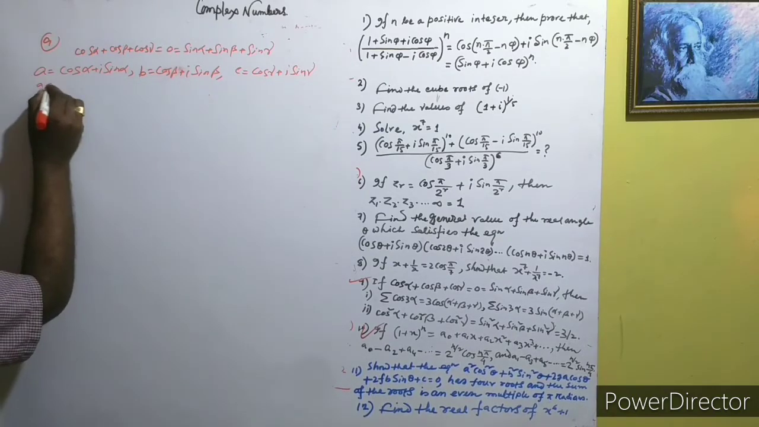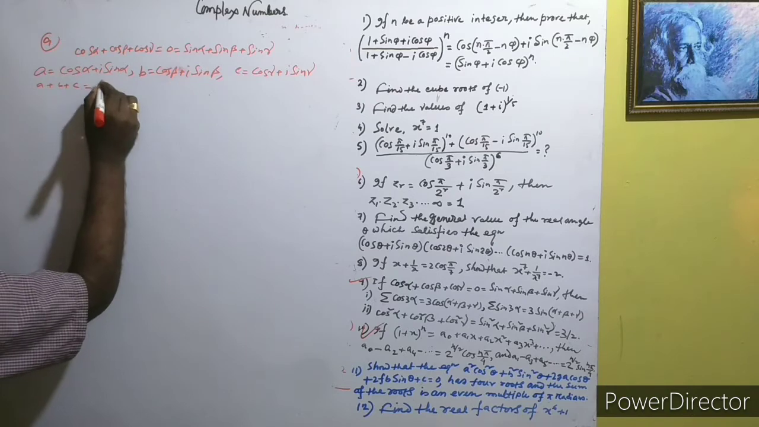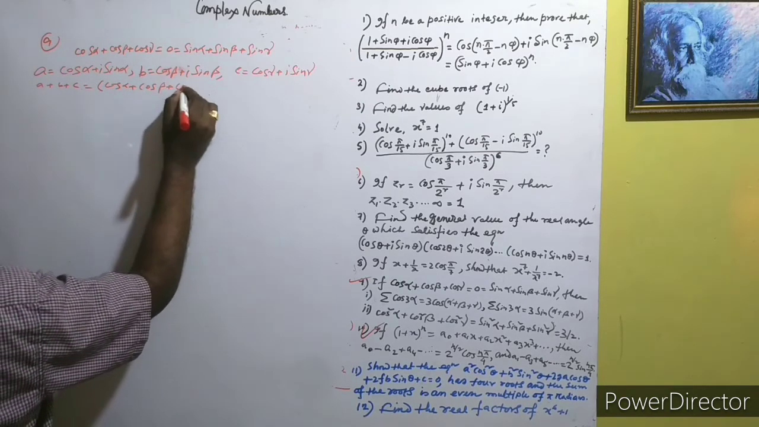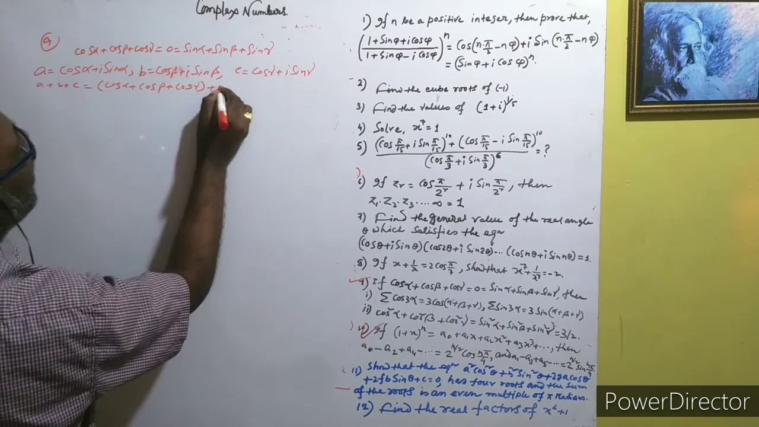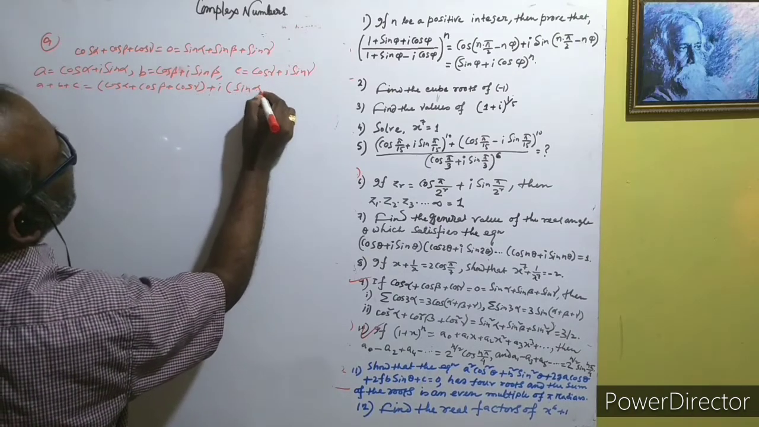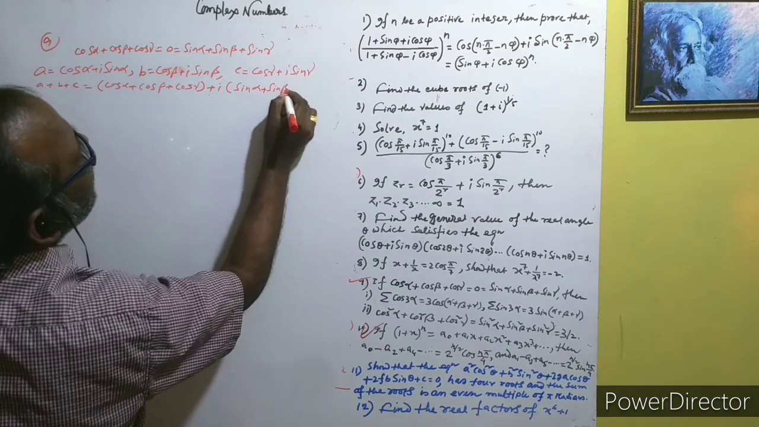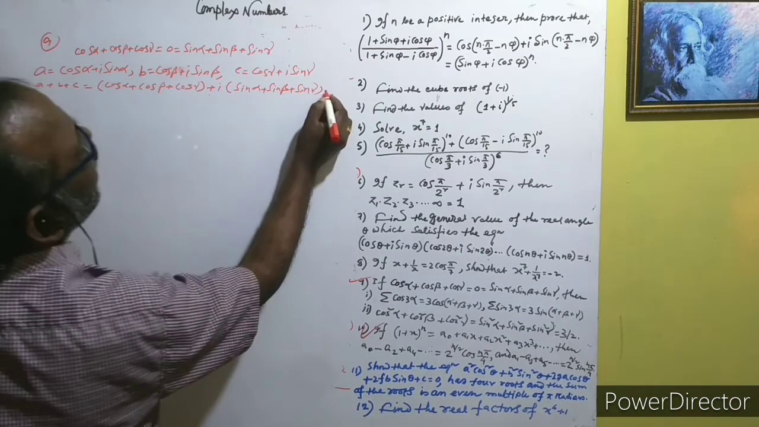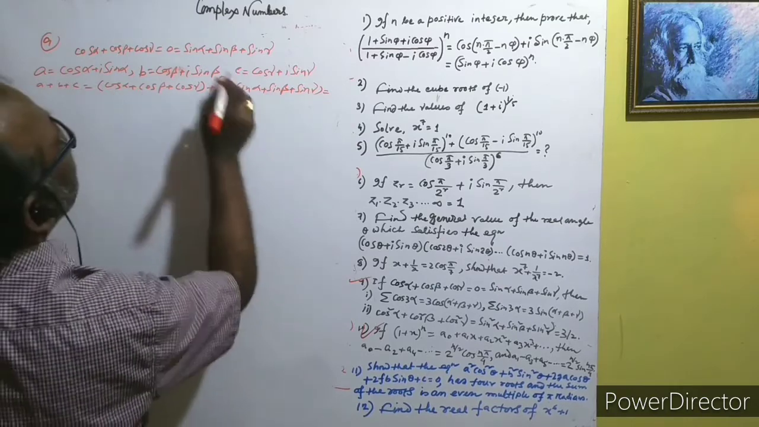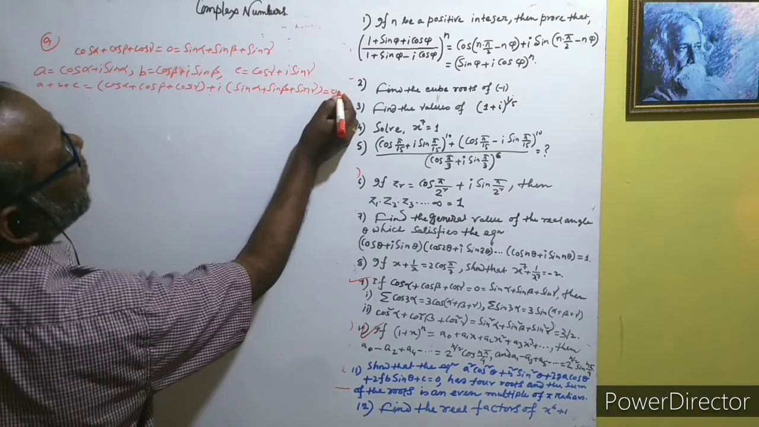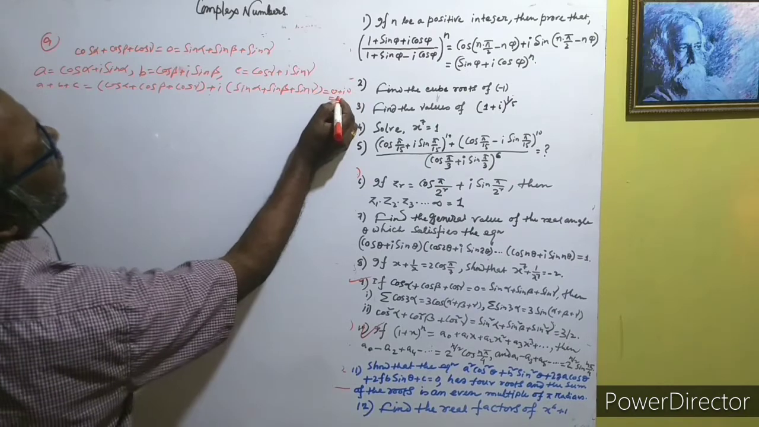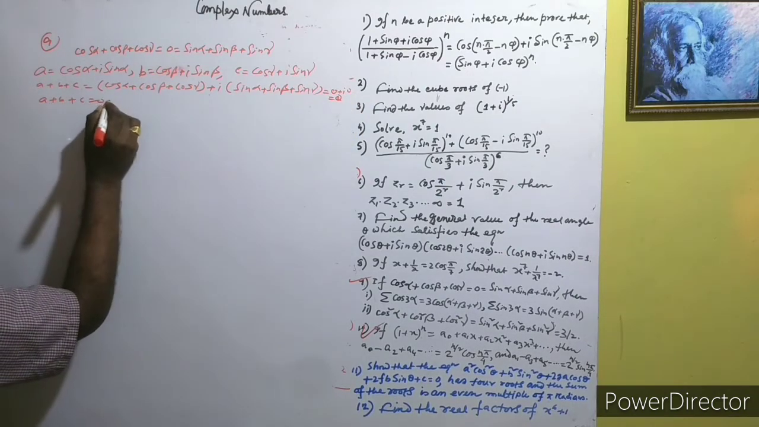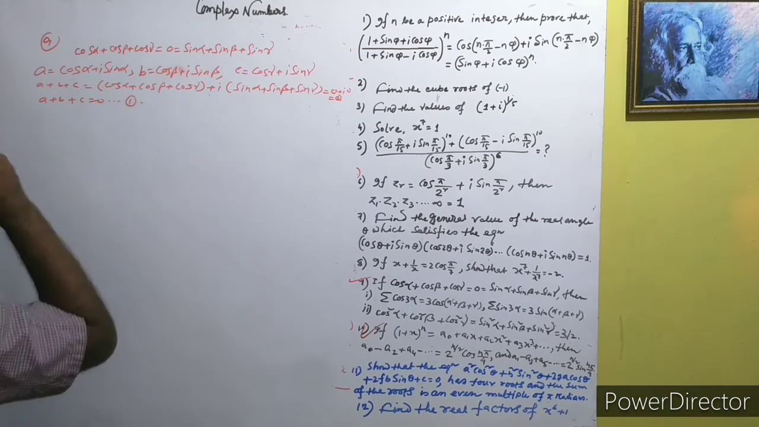Now if we add a plus b plus c, we get cos alpha plus cos beta plus cos gamma plus i into sin alpha plus sin beta plus sin gamma. This is 0 and this is 0, it is the given condition. So 0 plus i0 equal to 0. So we get a plus b plus c equal to 0. This is case number 1.